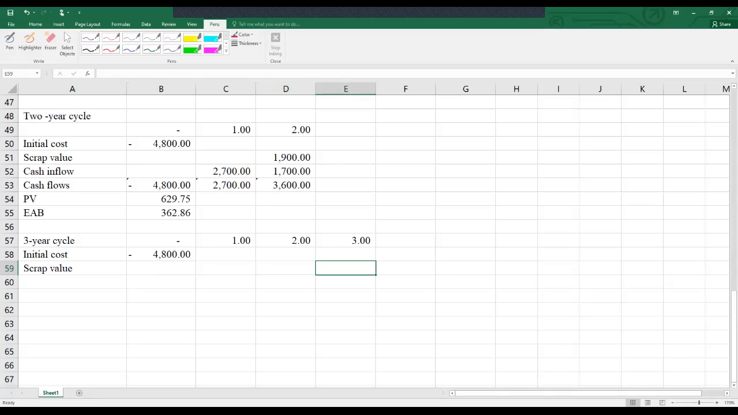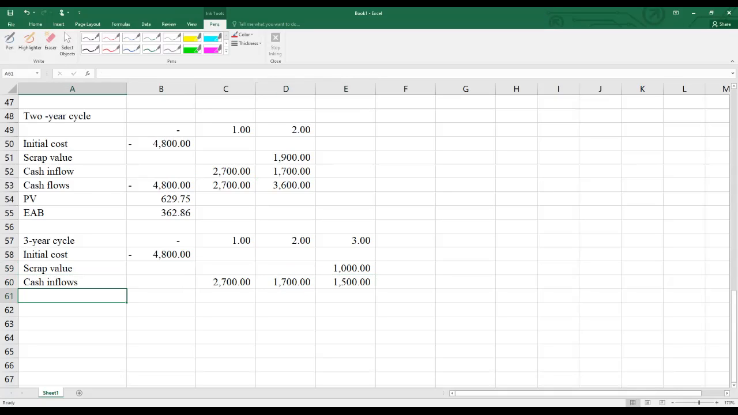And how much do you earn? You earn 1,000. Then there's some money you'll be earning in between, cash inflows. Year 1, you earn 2,700. The same way, 1,700, I guess, and 1,500. And that is it. You have here the cash flows.